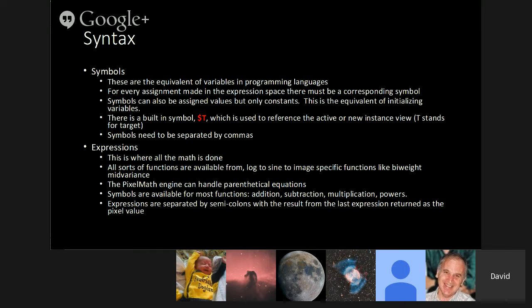Expressions are where the math is done. There are all sorts of available functions, from logs to sines to specific statistical functions like biweight midvariance. The PixelMath engine can handle parenthetical equations, so you can put as many parentheses in there as you want. If you don't happen to know what the order of operations of a particular math function is, just use some parentheses to make sure. Symbols are available for most functions like addition, subtraction, multiplication, powers, things like that.